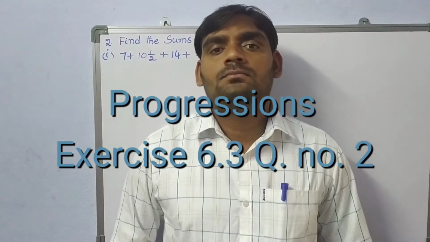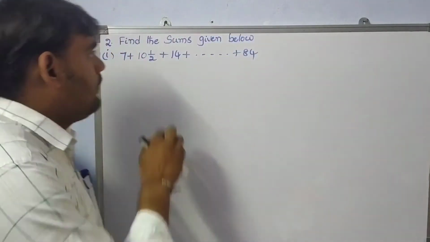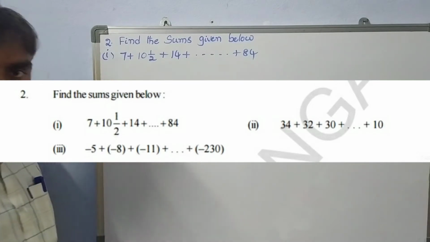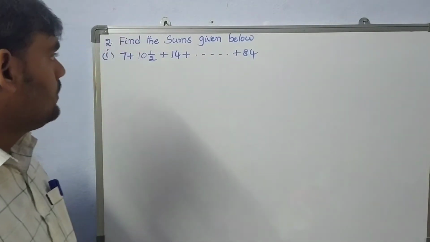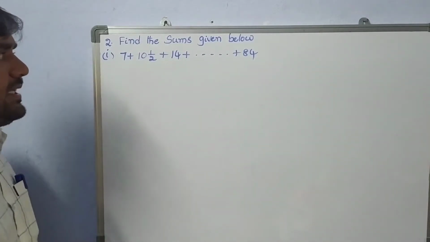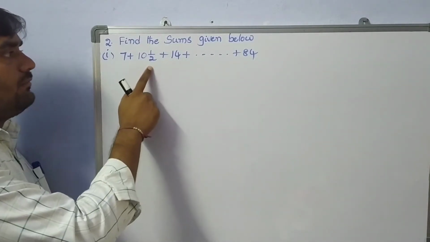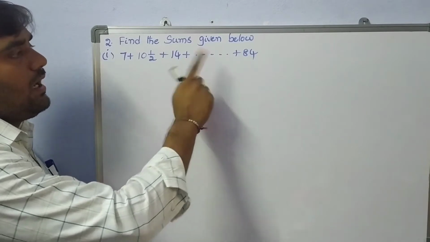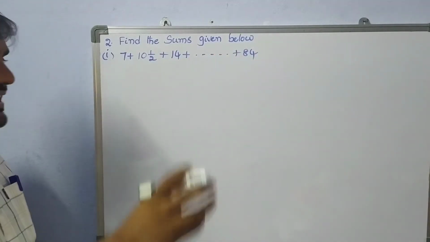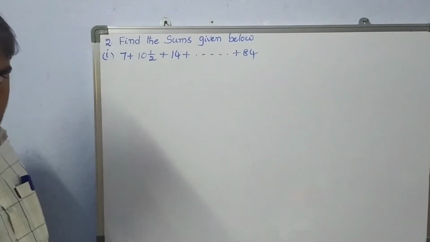In that, second question, find the sums given below. In that I have written only one problem. So here they have given one arithmetic progression, that is 7 plus 10 1/2 plus 14 plus and so on plus 84. We need to add all the terms which are present in this arithmetic progression.